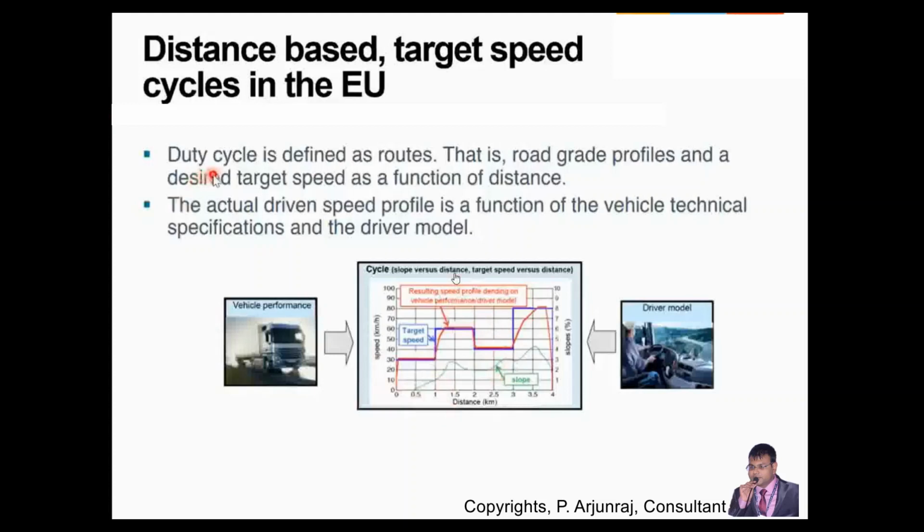And this duty cycle is defined as a route, which is the road grade profile and the desired target speed as a function of distance. This is what we have seen. And again, based on this, we can also try to understand the vehicle performance with respect to the speed, what fuel consumption you are going to get, and the braking aspects. You can also evaluate, for example, tire life.